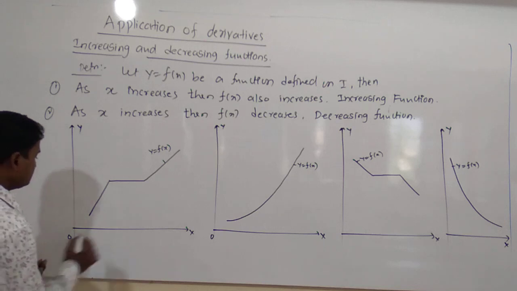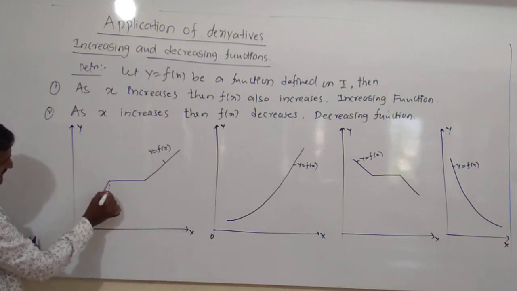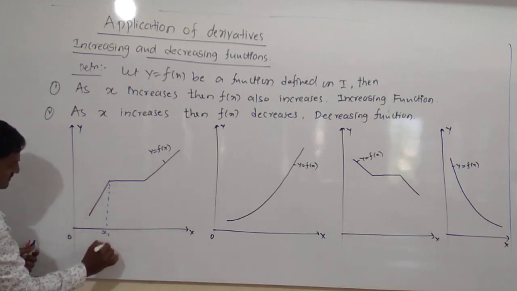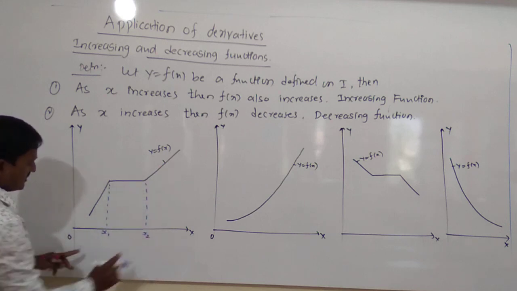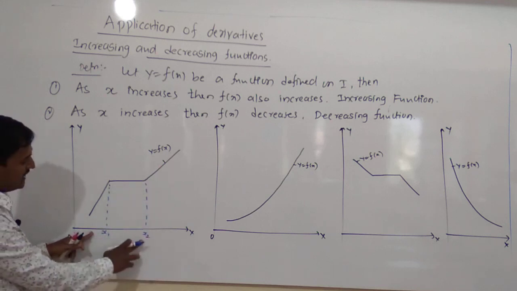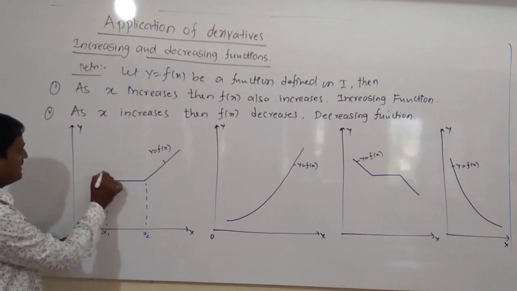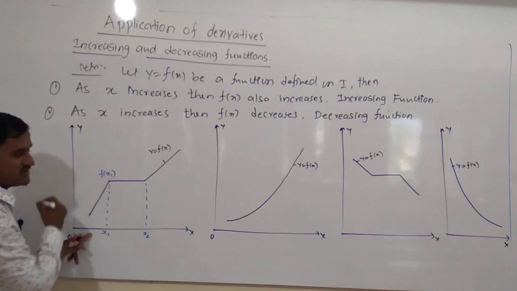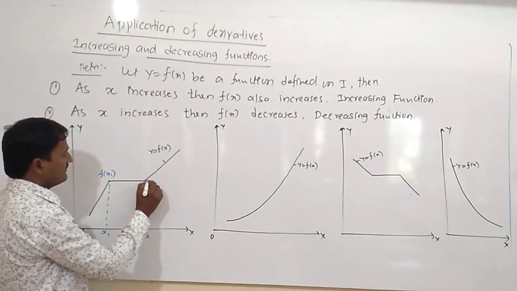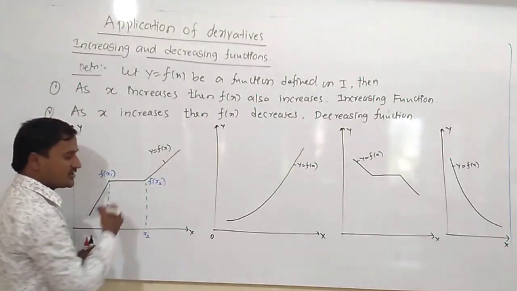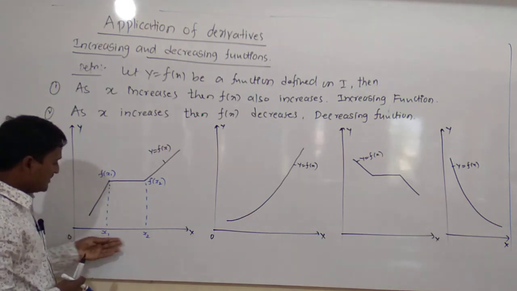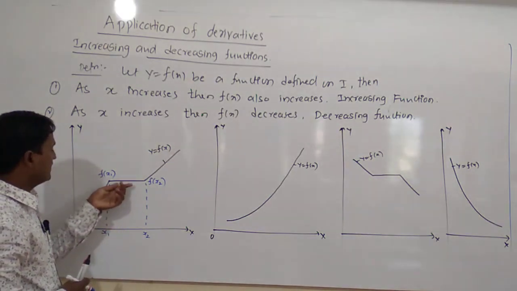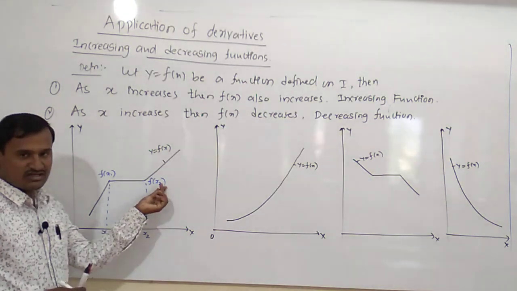Here I will take this as x1, and here I will take this as x2. Corresponding to x1 and x2 you have the functional values. So here we will call this f of x1, and here we will call this f of x2, okay, right. So here as x increases from x1 to x2, f of x1 and f of x2 are the same.